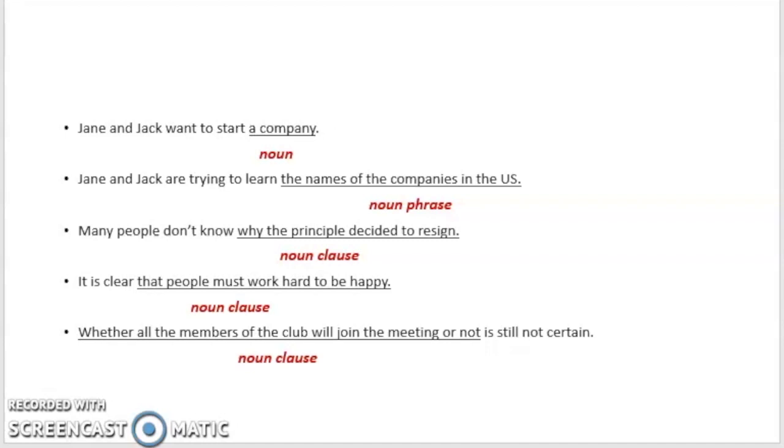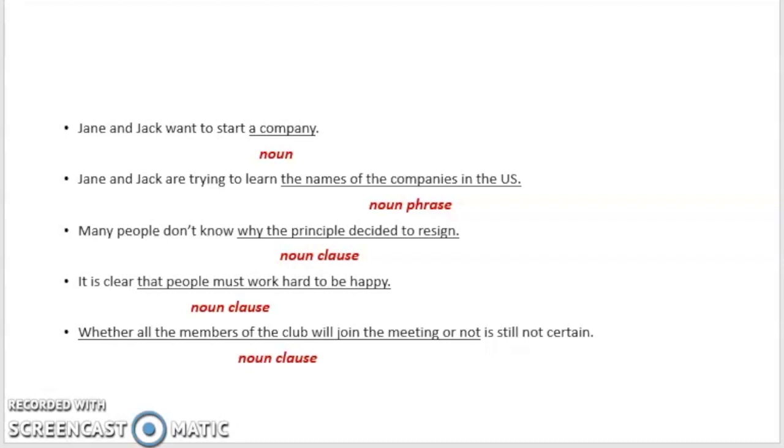It is clear that people must work hard to be happy. In this sentence, that people must work hard to be happy is a noun clause and it functions as the object of the sentence. In the last example, however, we have a noun clause that functions as the subject of the sentence. Whether all the members of the club will join the meeting or not is still not certain. In this sentence, whether all the members of the club will join the meeting or not is a noun clause and it is the subject of the sentence.